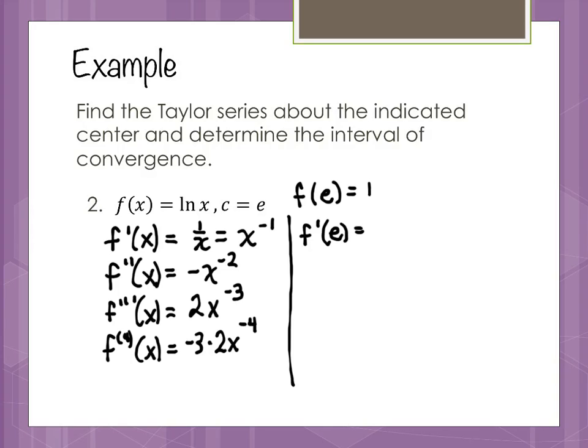What would we do if we're going to work with the first one? What is f prime of e? Yep, 1 over e. I'm kind of a fan of positive exponents, too, so that's another reason why I want to write them this way. How about the second derivative at e? Right, negative 1 over e squared. How about my third derivative at e?